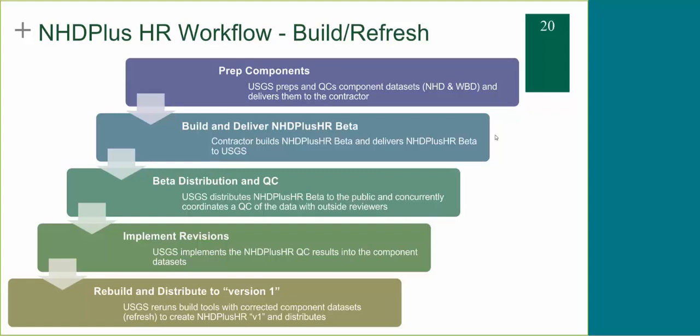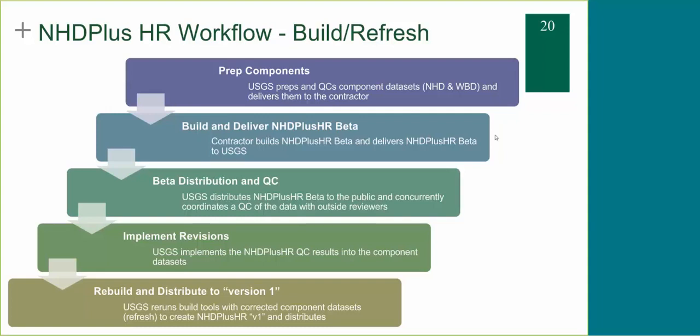So the first thing we do is prep our components, so those ingredient data sets that Al was talking about, the NHD, the WBD, and the 3DEP data. And then we deliver them to our contractor. From there, that's where we actually build the NHDPlus High Res Beta product, and then they deliver that back to the USGS. From there, we go into our beta distribution. So this is where we're making the data publicly available and sharing it with all of you. And then we go into a QC process where we're engaging outside reviewers to help us improve that product, exactly what Al was just mentioning on his last slide.